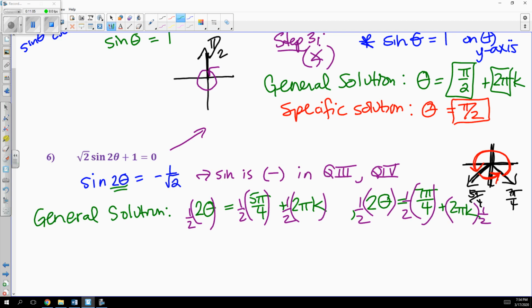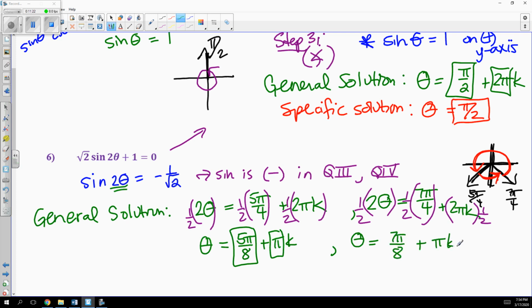And here's what your general solutions end up looking like. Theta equals 5 pi over 8 plus pi k. And you would type in the 5 pi over 8 and the pi. And then also theta equals 7 pi over 8 plus pi k when you cancel out the 2's. So your general solutions look like this.